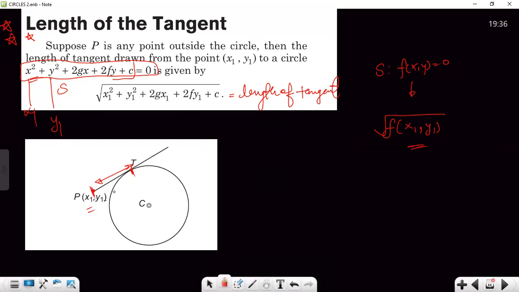And we also remember one more point, that this distance and this distance, PT and PT dash, are equal. Just for revision, this is a theorem from class 10th. PT and PT dash are of the same length. Is this point clear? Let's take an example.